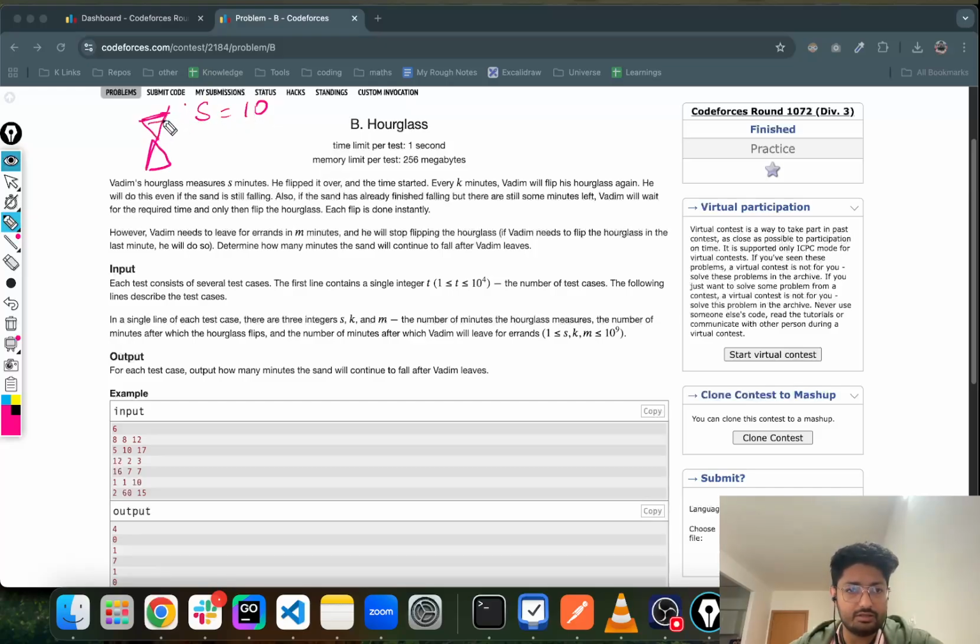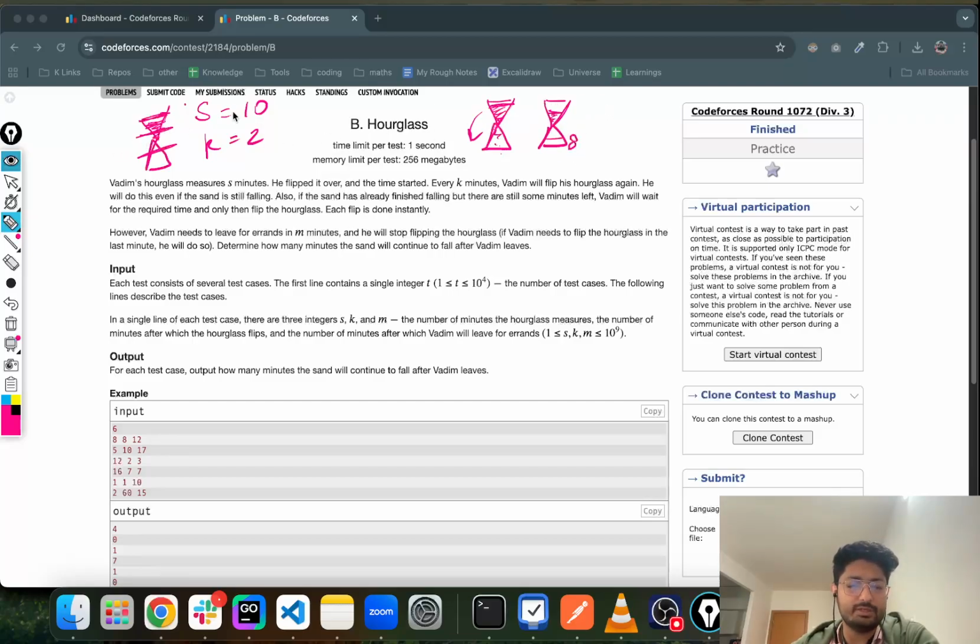So you have 10 minutes of sand here, and your k equals 2, which means that you flip it after every 2 minutes. So you flip it here, flip it here. Now there are two states. One state is that your final state is such that you have 10 minutes of sand here and you start afresh. Your sand is going down like this. Or maybe you have this state in which you have 2 minutes of sand like this, 8 minutes here.